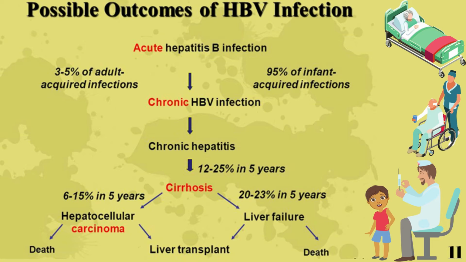The rest are asymptomatic carriers, with chronic persistent hepatitis or chronic active hepatitis. You can find extrahepatic disease like polyarteritis nodosa and glomerulonephritis. Also, it can lead to cirrhosis, and both cirrhosis and chronic active hepatitis can lead to hepatocellular carcinoma.